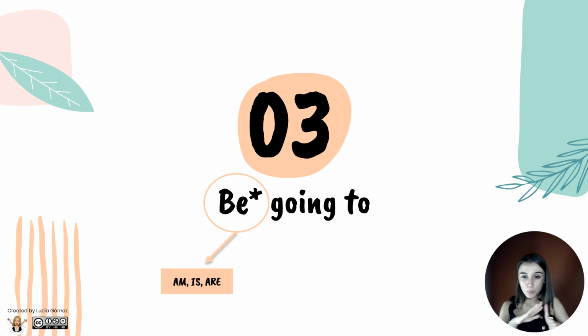Let me now move on and let's start talking about be going to. As I mentioned in one of the first slides, we are always going to conjugate be. That's why I inserted it with a star, so that you always remember that we need to say am going to, is going to, or are going to.